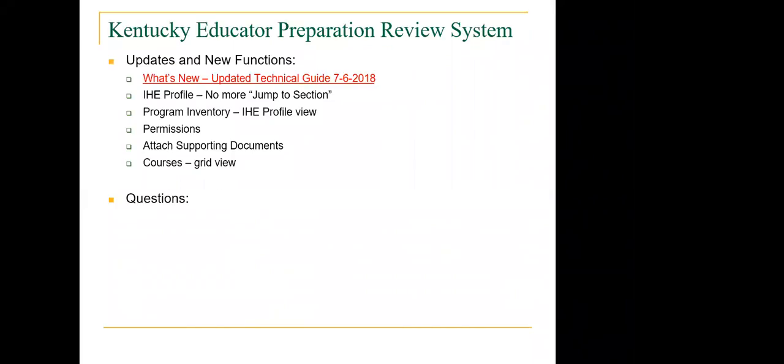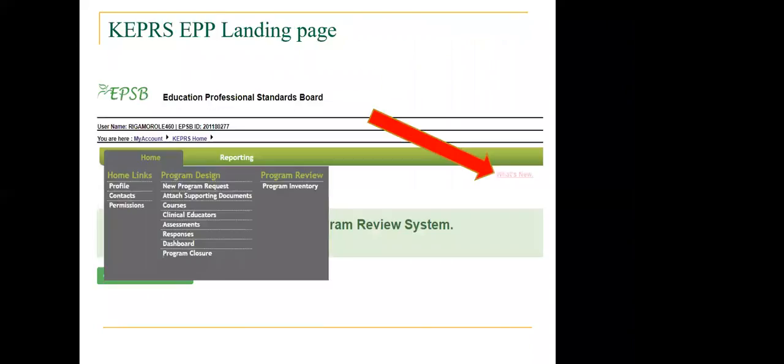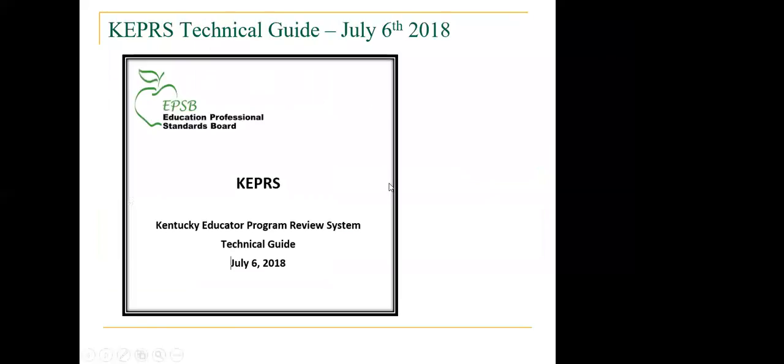I wanted to make you all aware that when you sign into KEPRS, after you've logged in with your user ID and password, there's kind of a landing page that highlights in green that it is the KEPRS system, and you should see a What's New button. When you click on that What's New button, what you will get is access to the technical guide. It will download the KEPRS technical guide, and you should see the one that's dated as of July 6th.